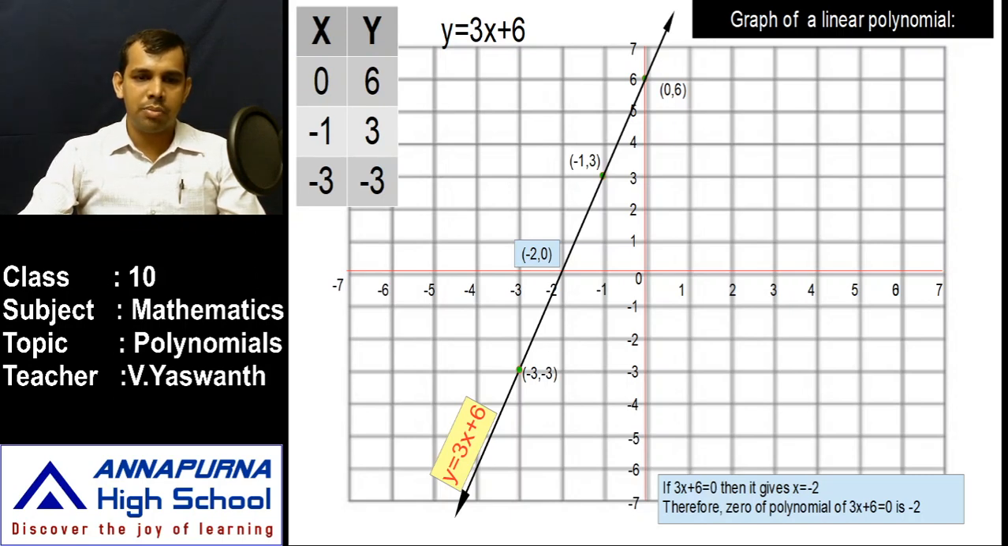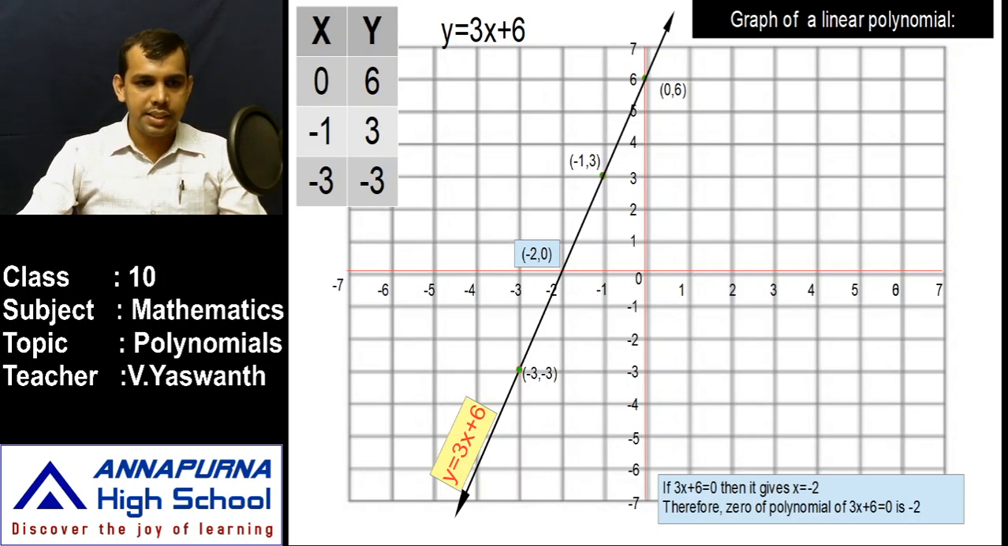That means 3x is equal to minus 6, x is equal to minus 6 by 3, it is equal to minus 2. So x is equal to minus 2. So therefore the zero of the polynomial 3x plus 6 is minus 2. Actually, "3x plus 6 equal to 0" is wrong; the zero of the polynomial 3x plus 6 is minus 2. Okay, here also we get the same answer.